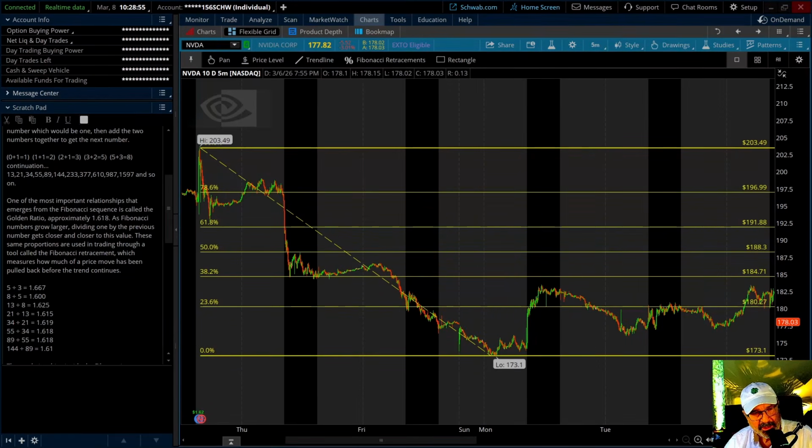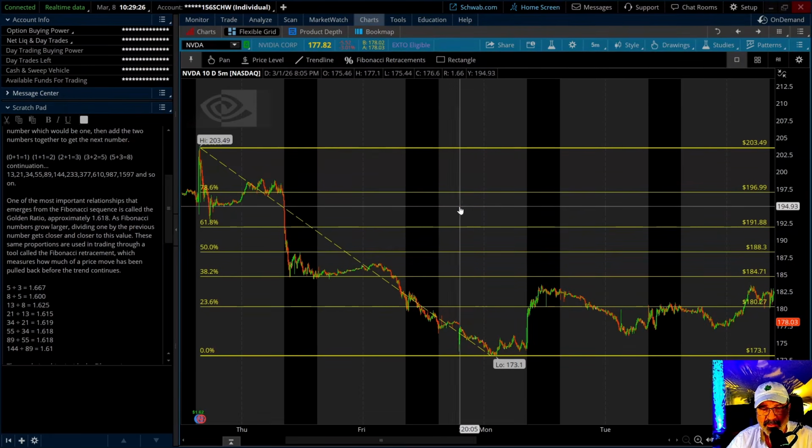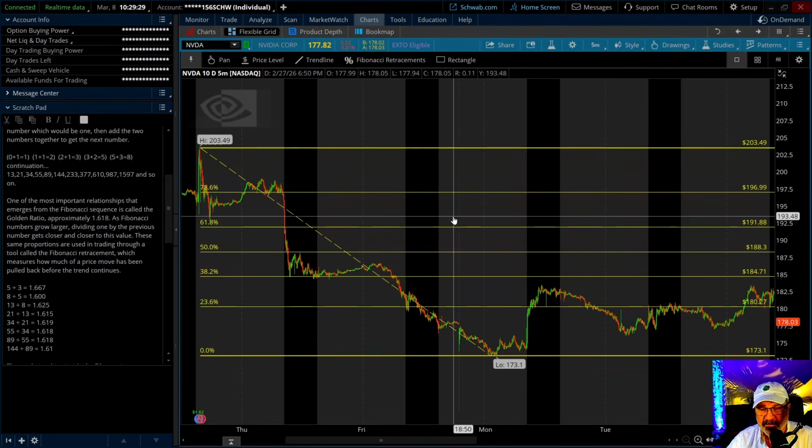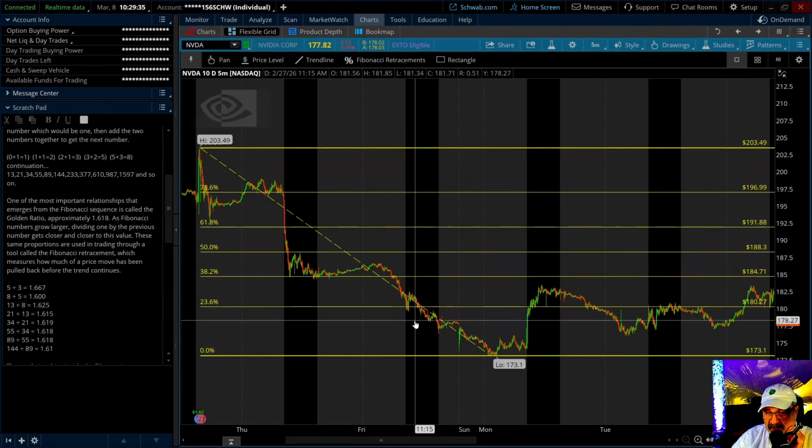One of the most important relationships that emerges from the Fibonacci sequence is called the golden ratio, approximately 1.618. As Fibonacci numbers grow larger, dividing each number by the previous number gets closer and closer to this value. These same proportions are used in trading through a tool called the Fibonacci Retracement tool right here on the chart. You can put that right on your chart on Thinkorswim, which measures how much of the price move has been pulled back before the trend continues. And we're going to talk about how there are different ways you can mark this in just a minute.